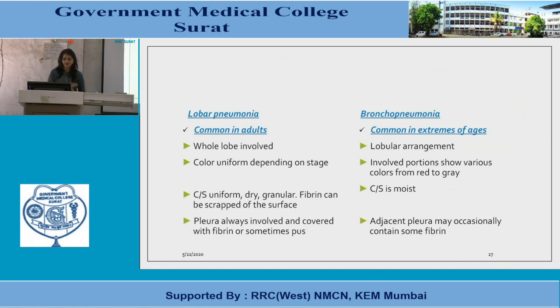The cut surface is uniform, dry, granular, and fibrin can be scraped off in lobar pneumonia, while the cut surface is moist in bronchopneumonia. The overlying pleura is always involved and covered with fibrin or sometimes pus in lobar pneumonia, while the adjacent pleura is occasionally involved and may contain fibrin in bronchopneumonia.